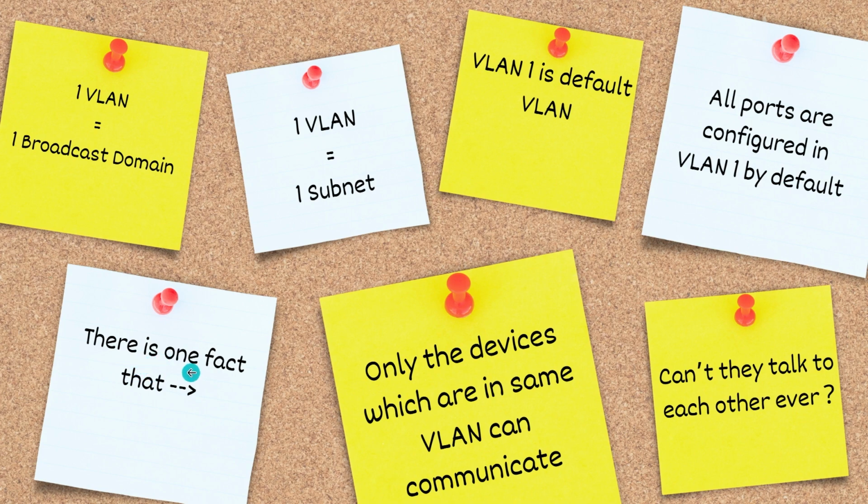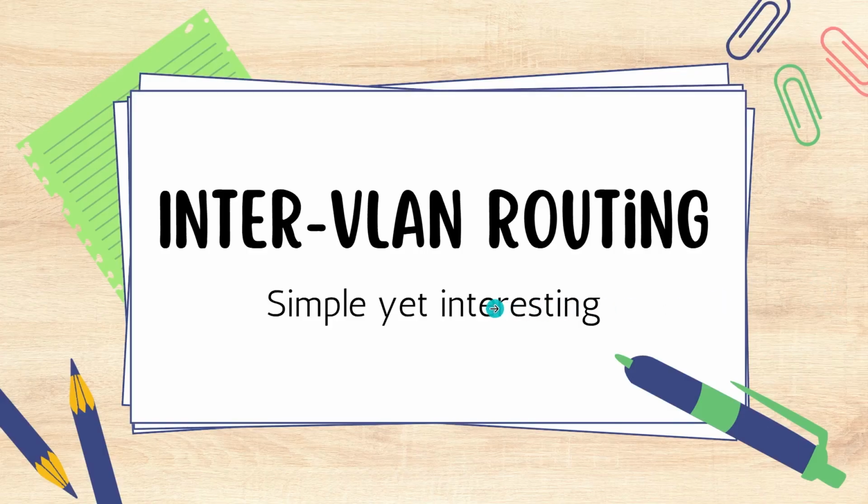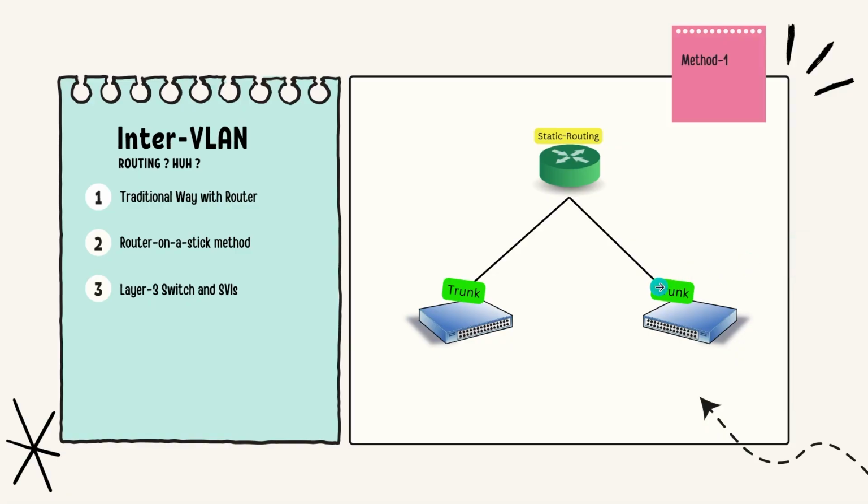And there is one fact that only the devices which are in the same VLAN can communicate, right? So that might lead you to one question: can't they ever talk to each other, like can VLAN 10 people talk to VLAN 20? Can it happen? So yes, for that we have something called inter-VLAN routing. There are actually three ways to do inter-VLAN routing.